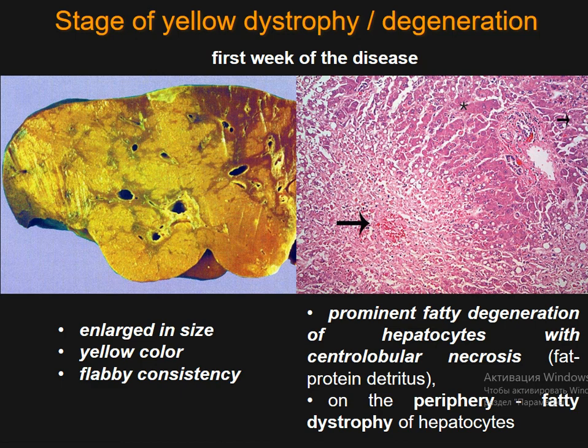On the periphery, as you can see in this slide, the hepatocytes are not destroyed. We don't see necrotic changes, but we see fatty dystrophy of hepatocytes in the periphery, the right portal tract here. And you can see that in this zone, the hepatocytes are with fatty dystrophy.